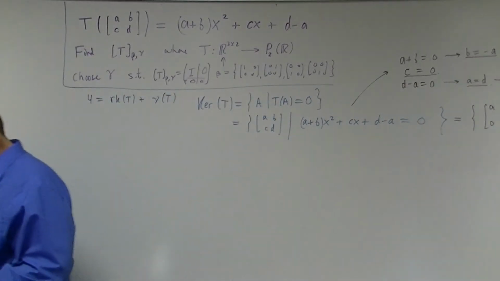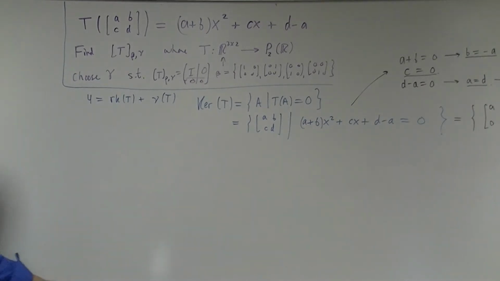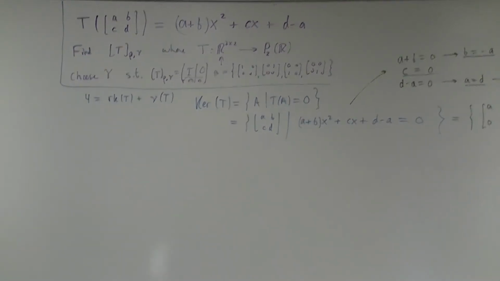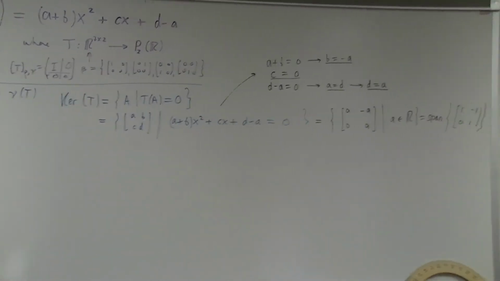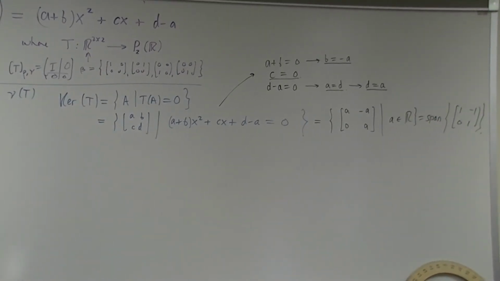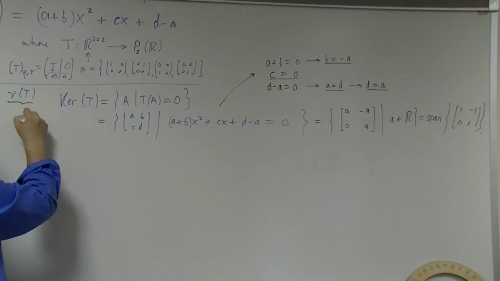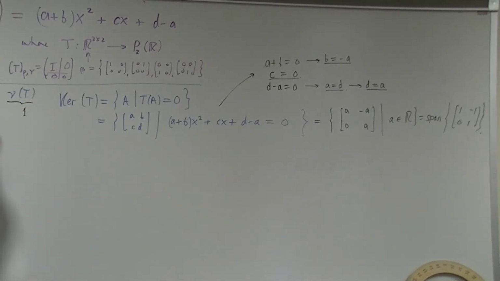So now we know what those zeros are. How many zeros are there padding with T? 1. Yeah, just one column of zeros. So that means that your nullity is 1, and your rank is 3. Right. And that corresponds to the range.